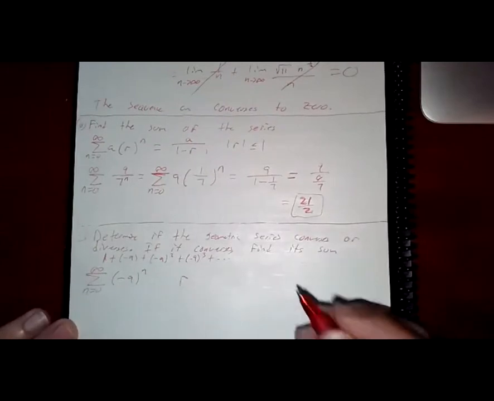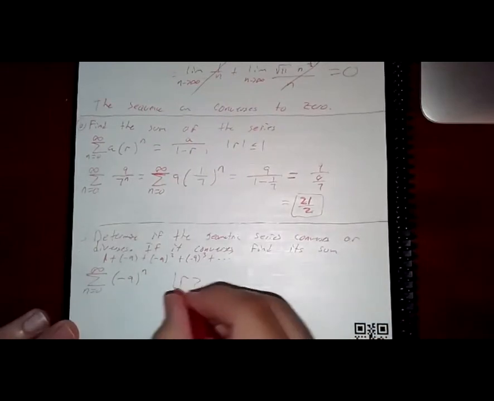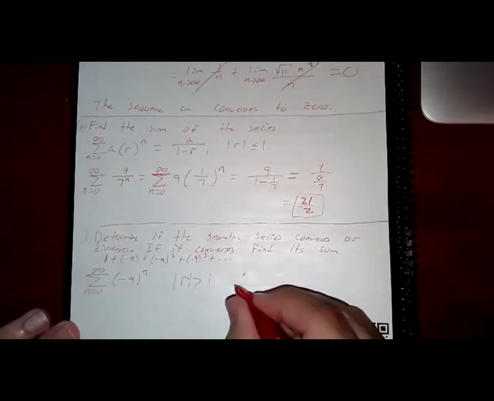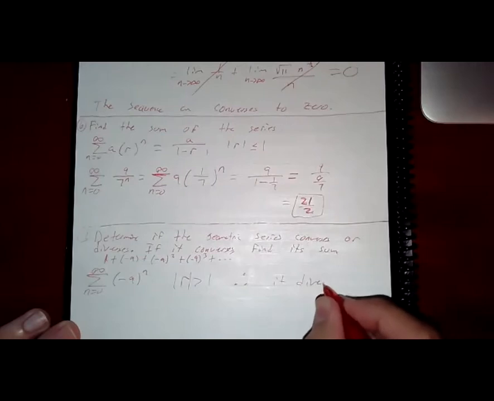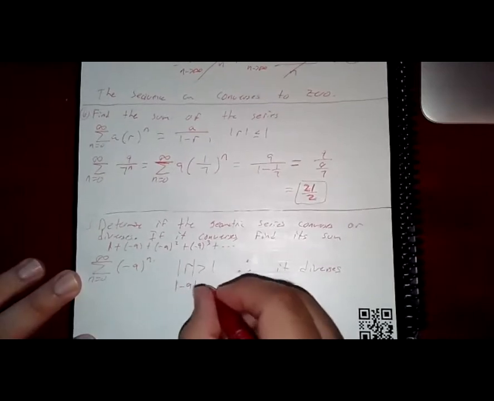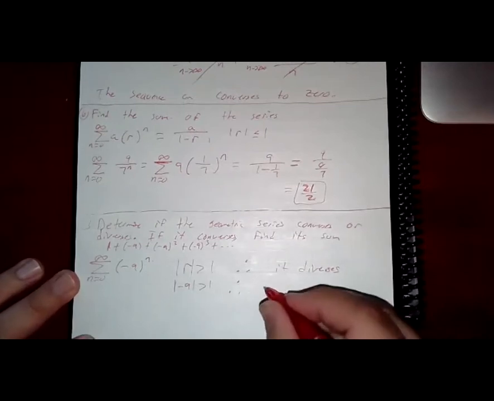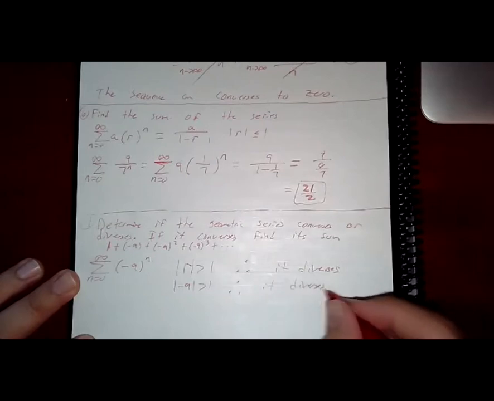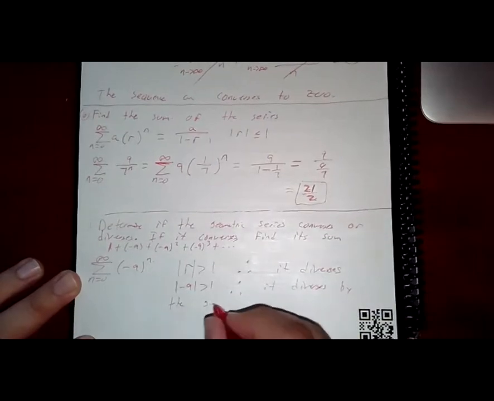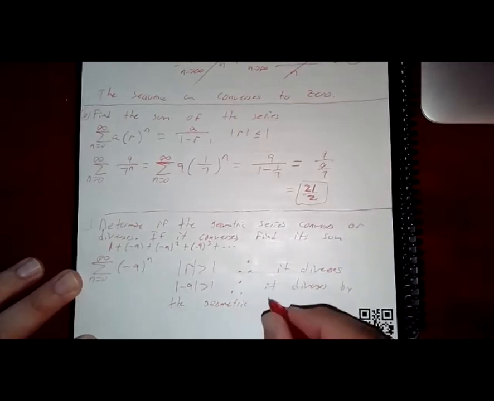The absolute value of r is greater than 1. Therefore, it diverges. So the geometric test tells us. If instead of putting r, we put -9 is greater than 1, that still means the same thing, as long as you do it this way. It diverges by the geometric test.